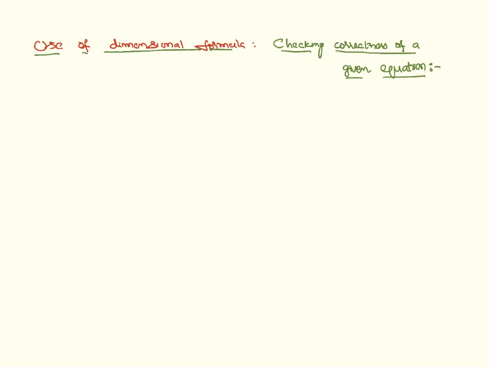Hello everyone. In this post, we would like to check the use of the dimensional formula in checking the correctness of a given equation. As we have discussed in the previous post, there is a principle called the principle of homogeneity. According to the principle of homogeneity, we can add or subtract physical quantities of only similar nature, so that we will be getting a similar physical quantity.